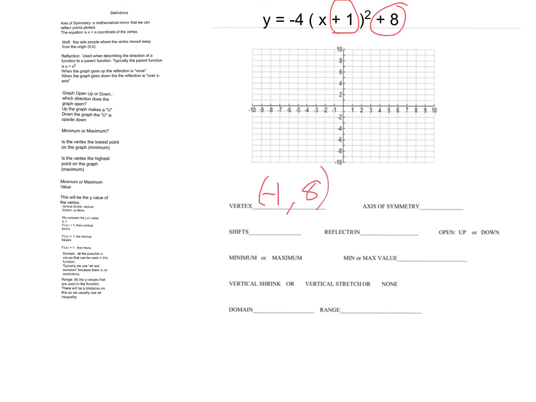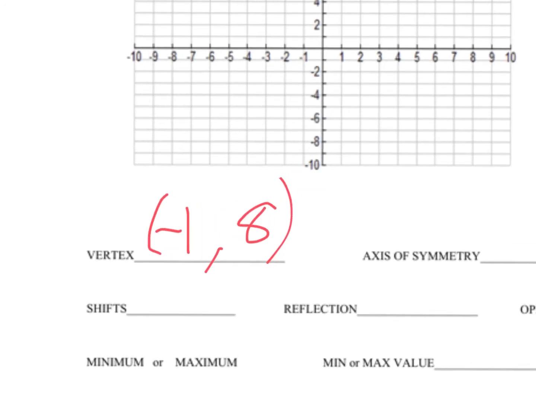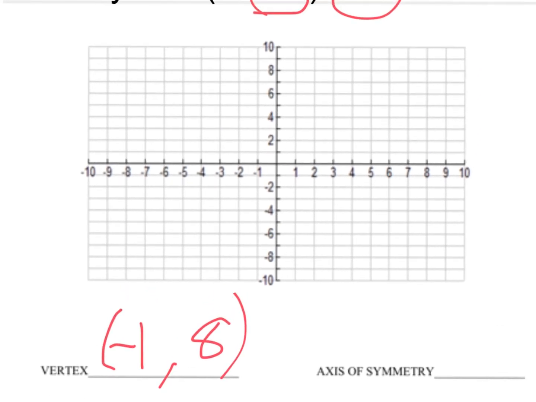Axis, oops, we've got to plot our points. I'm getting ahead of myself here. Alright, so here we go. We're going to plot the coordinate negative 1, 8. Now try it. Alright, we're going to graph negative 1, 8.